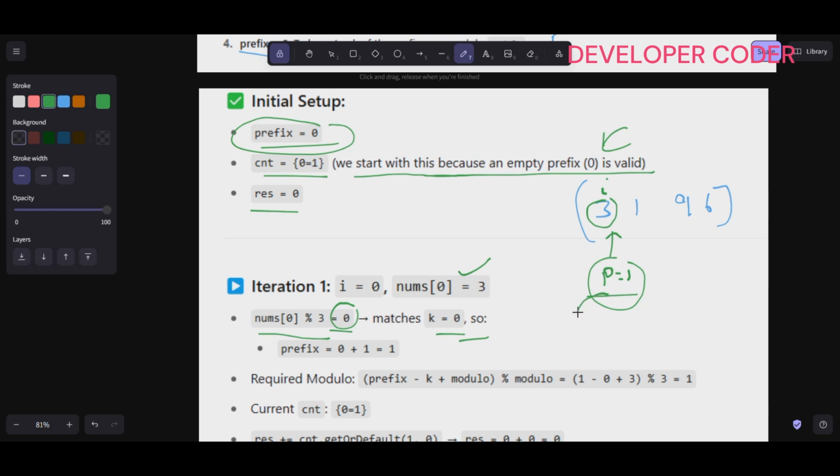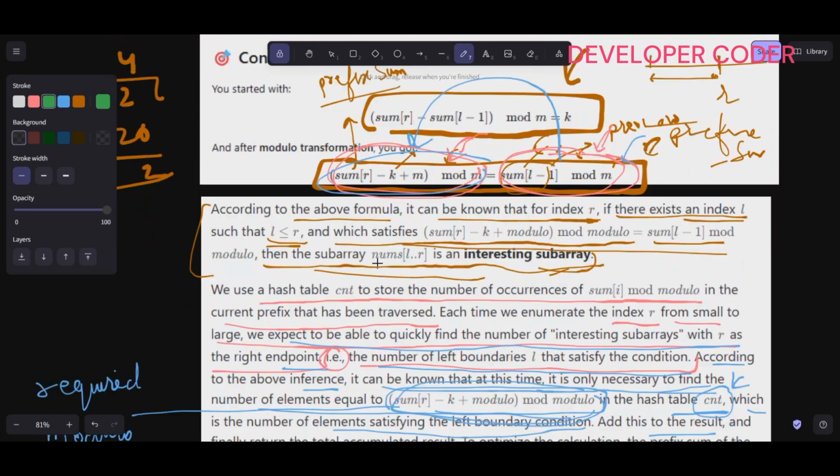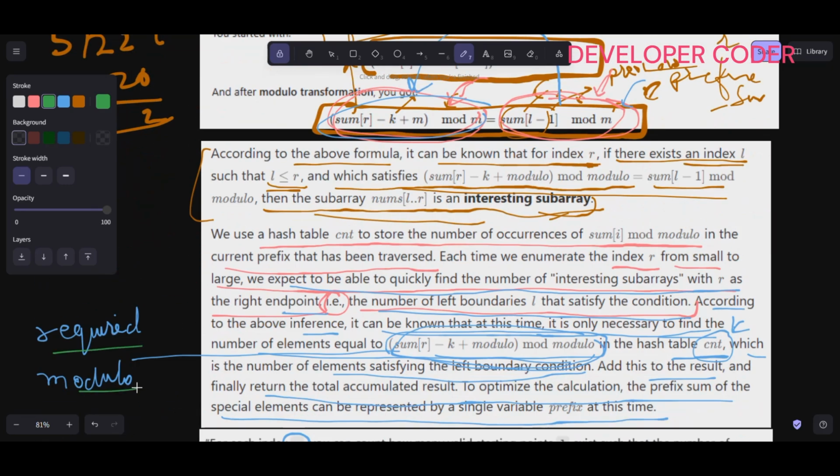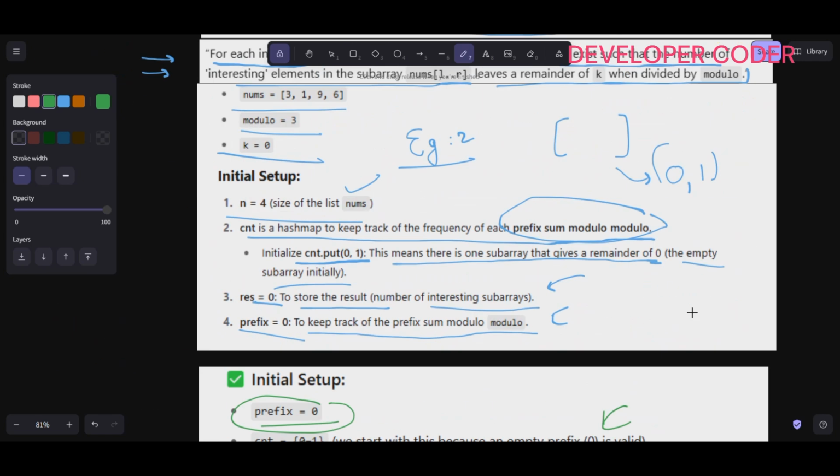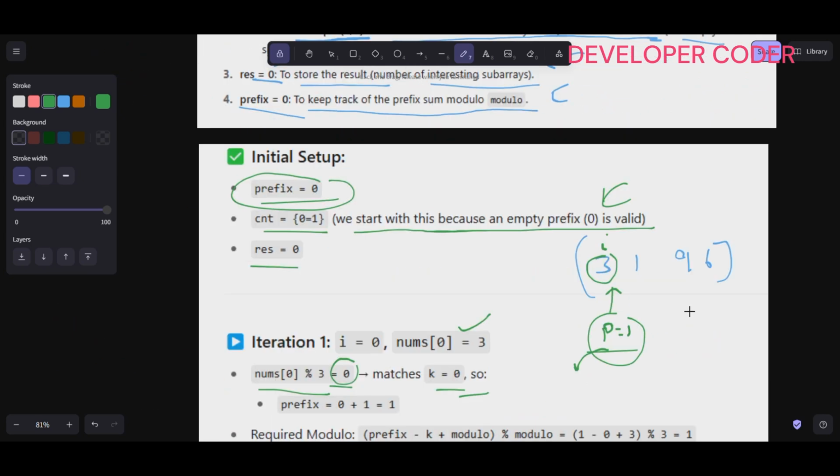Now I have to find the required modulo. Here I discussed this required modulo. We expect to be able to quickly find the number of interesting subarrays with r as the ending right endpoint, that is, the number of left boundaries that satisfy the condition. So now we have to find the left boundary that satisfies this condition.